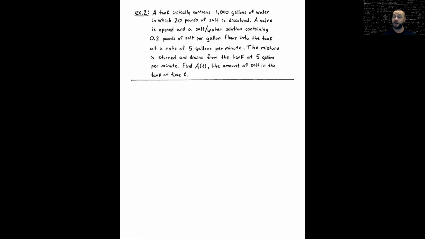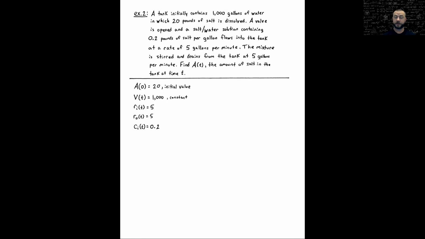All right, welcome back. In case you were stuck, let me give you a hint and do some of the translating for you. First off, the 20 pounds that is initially dissolved in the tank, that's the key word, initially, for your initial condition. That's going to give us an initial value, A of 0 equals 20. Since we're in a mathematics course, we'll leave the units off.